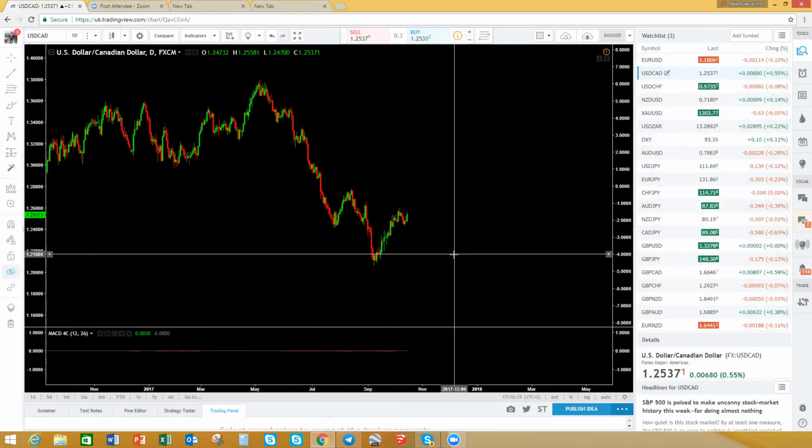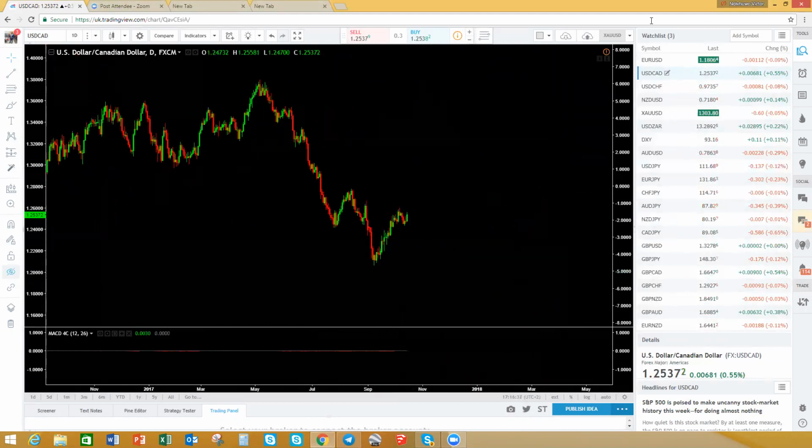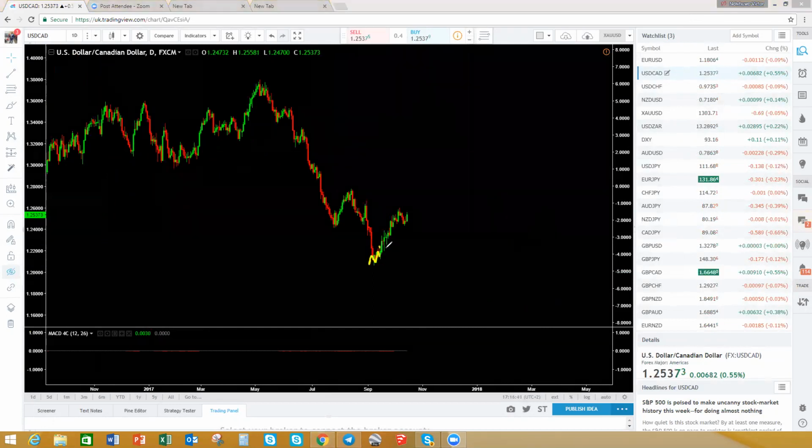Let's look at this correction, and I call it a correction because it's not going up impulsively. You can see that these candles are overlapping. That's why I'm calling it a correction. It's correcting this bigger impulse.